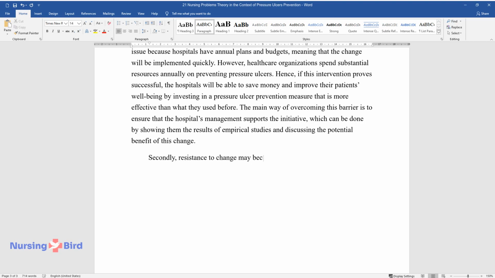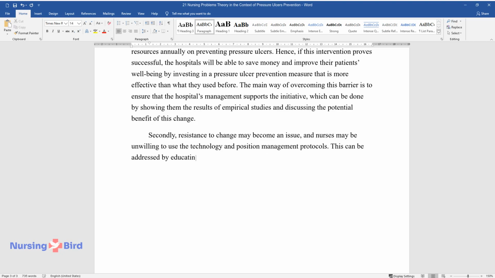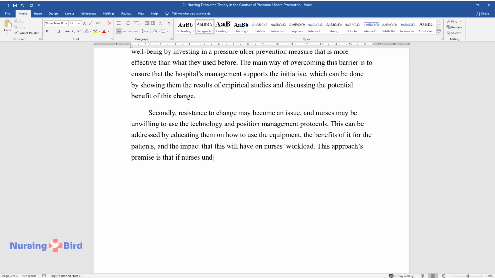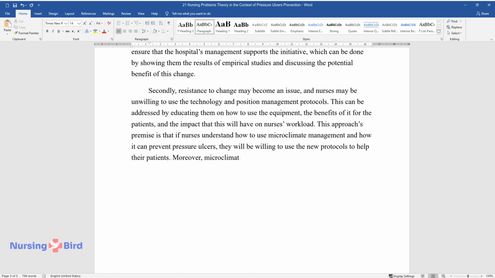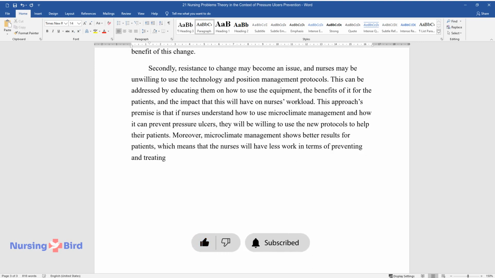Secondly, resistance to change may become an issue, and nurses may be unwilling to use the technology and position management protocols. This can be addressed by educating them on how to use the equipment, the benefits of it for the patients, and the impact that this will have on nurses' workload. This approach's premise is that if nurses understand how to use microclimate management and how it can prevent pressure ulcers, they will be willing to use the new protocols to help their patients. Moreover, microclimate management shows better results for patients, which means that the nurses will have less work in terms of preventing and treating pressure ulcers.